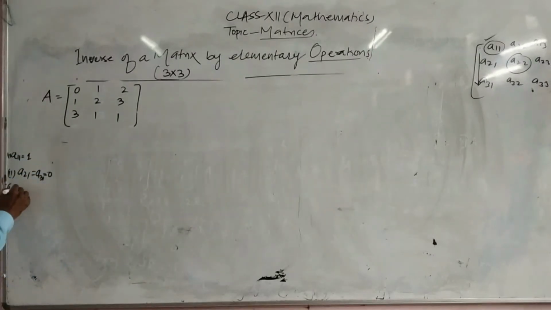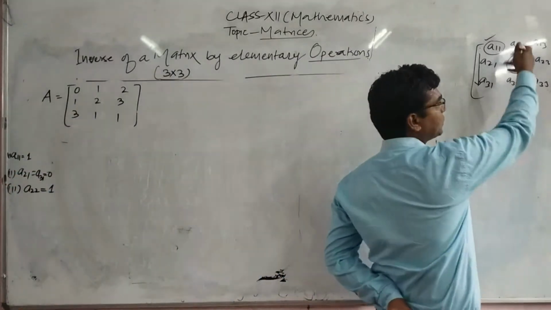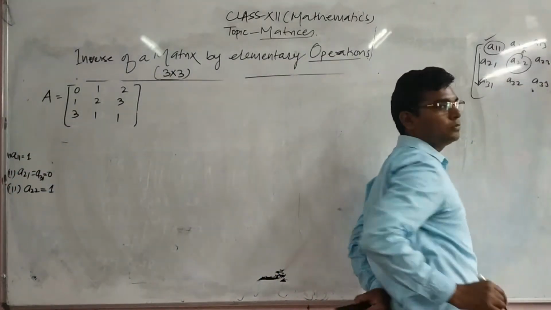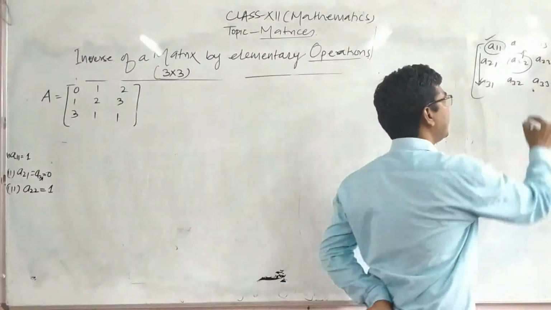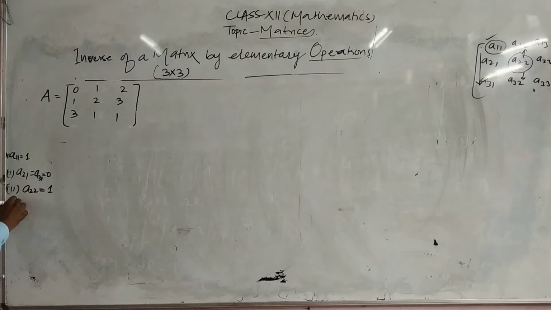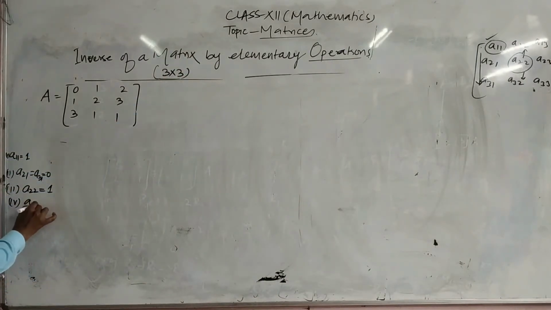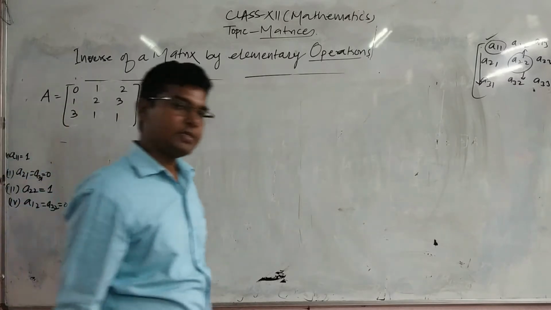In the third step, we will change A22 to 1. Then the elements in this column above this element and below this element, in the very next step, we will make them 0. That is A12 and A32, we will make them 0.